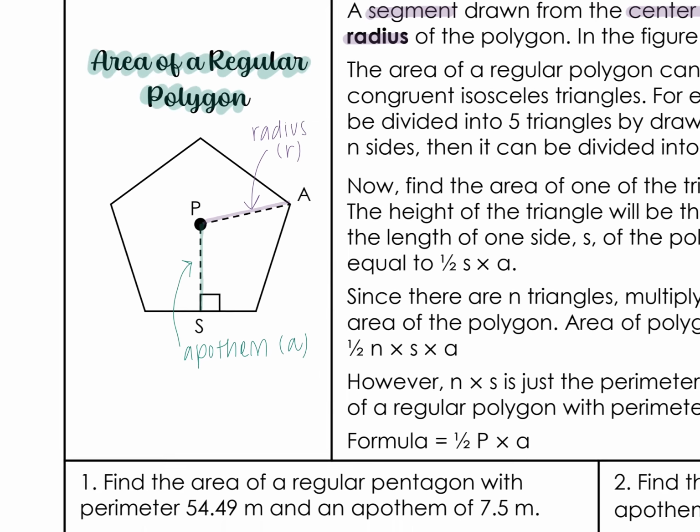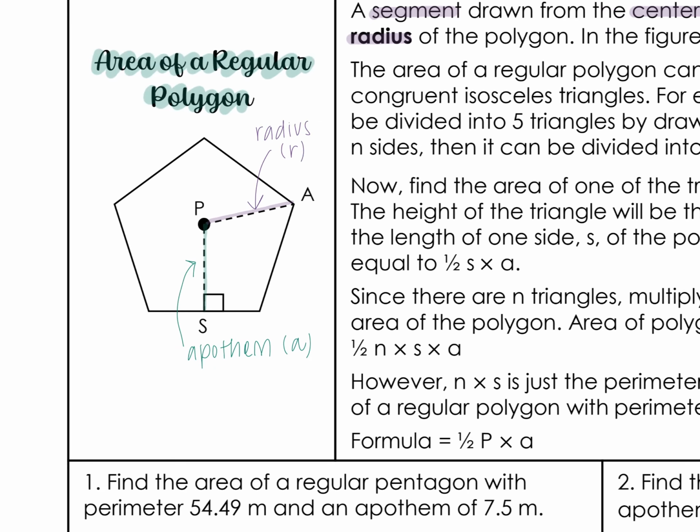So I'm going to come over here and I'm going to draw all of my radii real quick. So doing my best to do that. We would have one here, down here, and over here. So they're not perfect, but you get the gist of it. So we've got 1, 2, 3, 4, 5 of those isosceles triangles they were talking about.